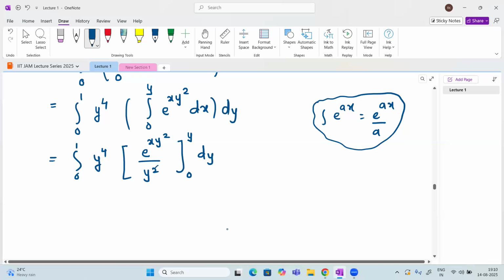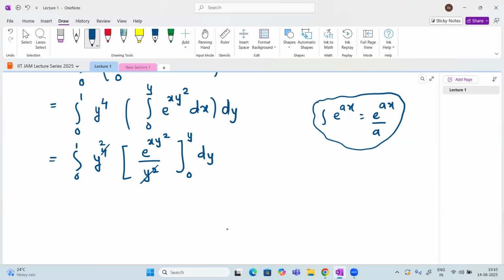So we have y square in the denominator and y raised to 4, and y square will get cancelled. That means you will have integration 0 to 1, y square e raised to xy square, 0 to y, dy. Guess the next step now. We put the upper and lower limits. So 0 to 1, y square, I'm putting the upper limit.